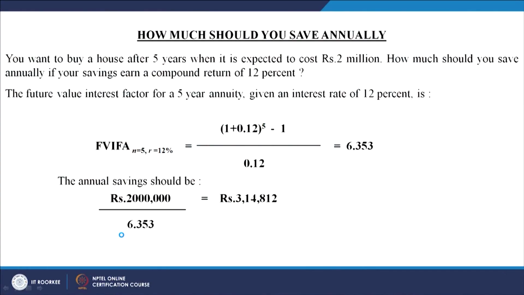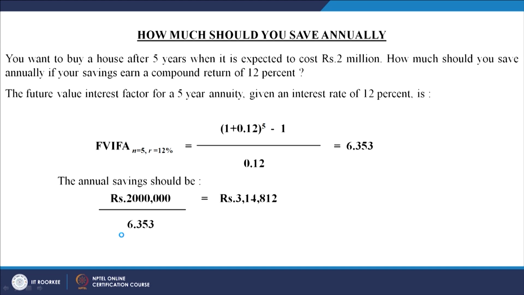So, after 5 years when I want to buy a house, that house is expected to cost me 2 million rupees or 20 lakh rupees, right. How much should you save, how much should I save annually if my savings or your savings earn a compound return of 12%? Interesting question.